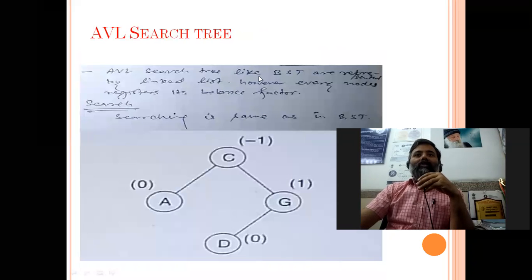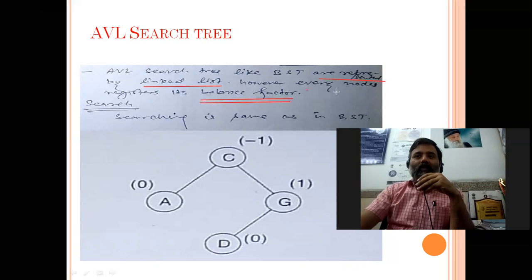AVL search trees, as I said, are just like binary search trees. So we can represent this AVL search tree by linked list. But yes, we have to store this additional information, that is balance factor. So at each node, we have to register this data, that is the balance factor of that node.